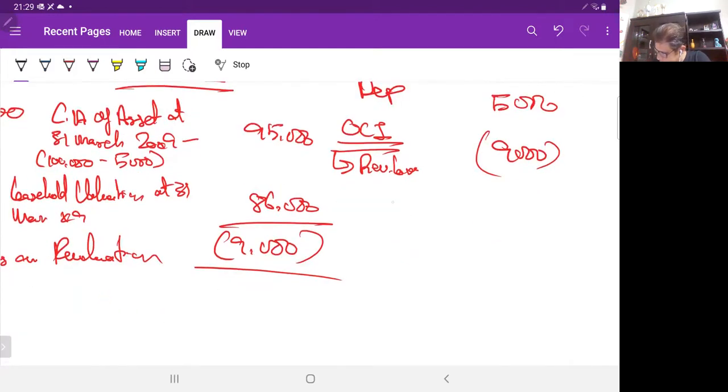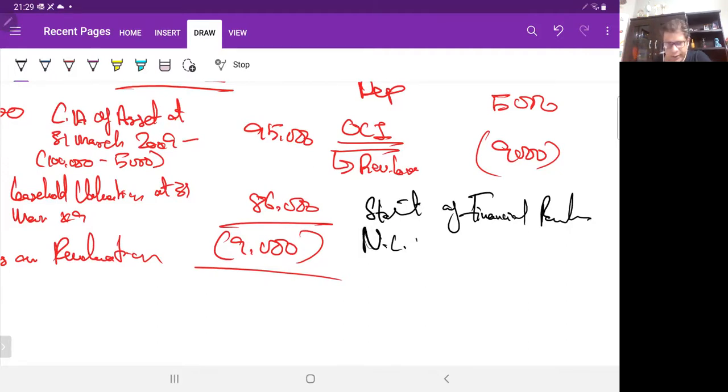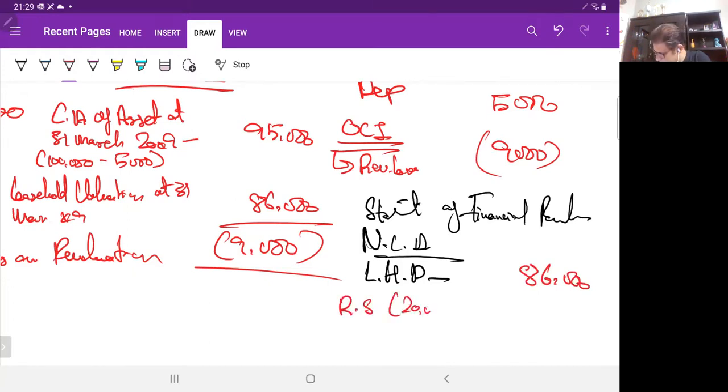Next extract is related to statement of financial position. Firstly, we will have non-current assets, leasehold property. At valuation, we had 86,000. Revaluation surplus, then we have 20,000 minus 9,000. The revaluation surplus was 11,000 over here.